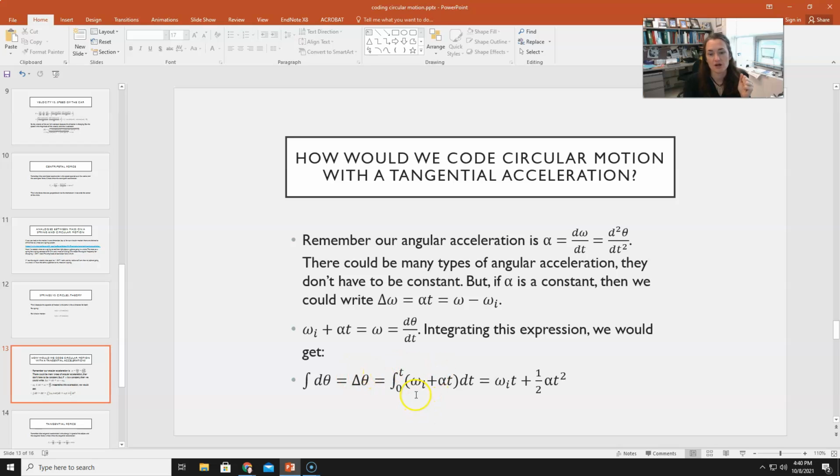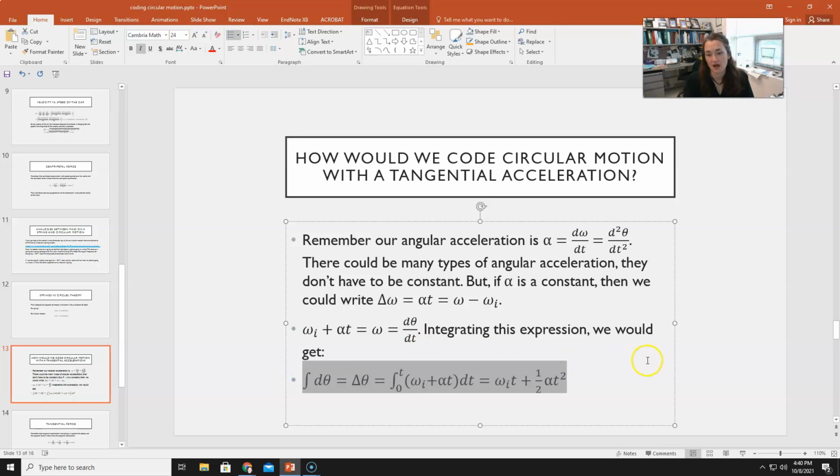And the integral of omega initial plus alpha t times dt, if I integrate from 0 to t, is omega initial t plus 1/2 alpha t squared. Okay? So that is my angular displacement for a non-constant angular velocity with a constant angular acceleration.